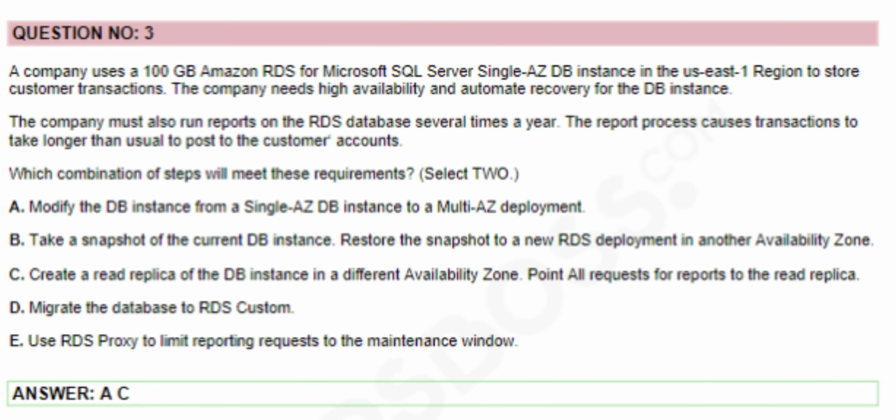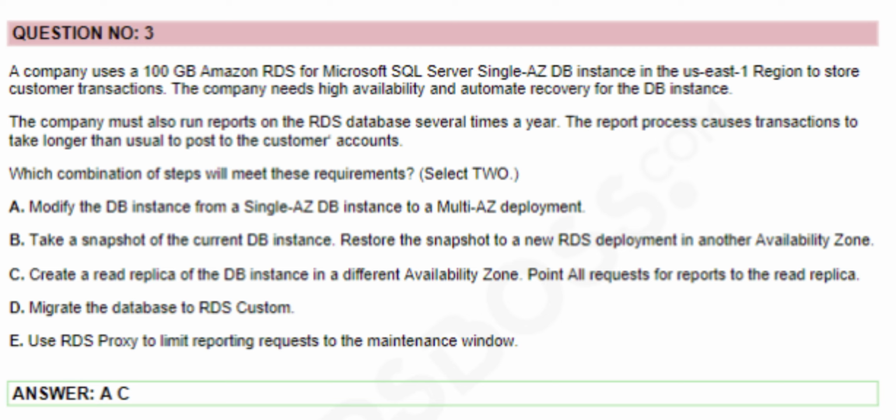Question No. 3. A company uses a 100 GB Amazon RDS for Microsoft SQL Server single-AZ DB instance in the us-east-1 region to store customer transactions. The company needs high availability and automated recovery for the DB instance. The company must also run reports on the RDS database several times a year. The report process causes transactions to take longer than usual to post to the customer accounts. Which combination of steps will meet these requirements?